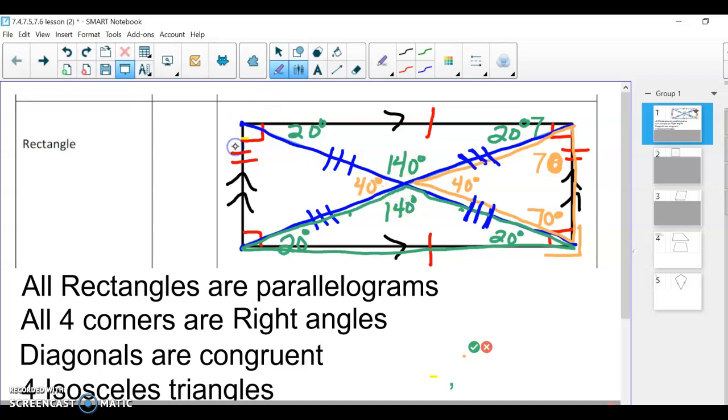This corner is 90. I know that one was 20, so this would have to be 70. This would have to be 70 as well. All right, so just from that one lower left, this was the angle I put in first, and I was able to fill in all of the other angles in my rectangle. All right, so that is the properties of rectangles.